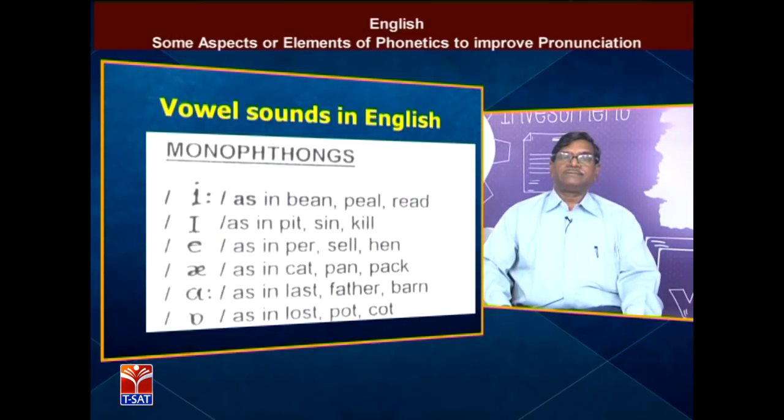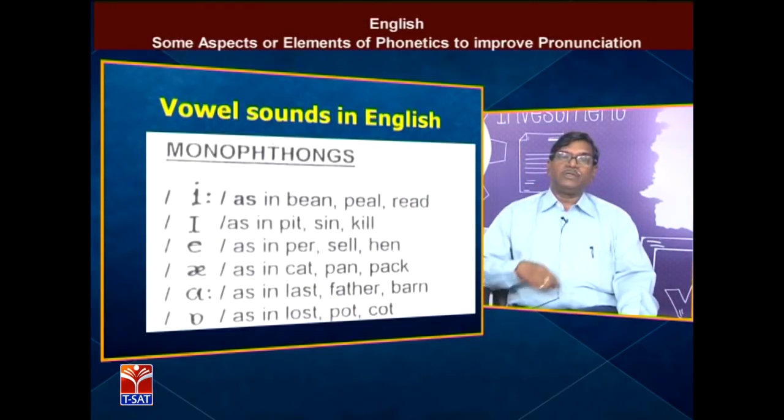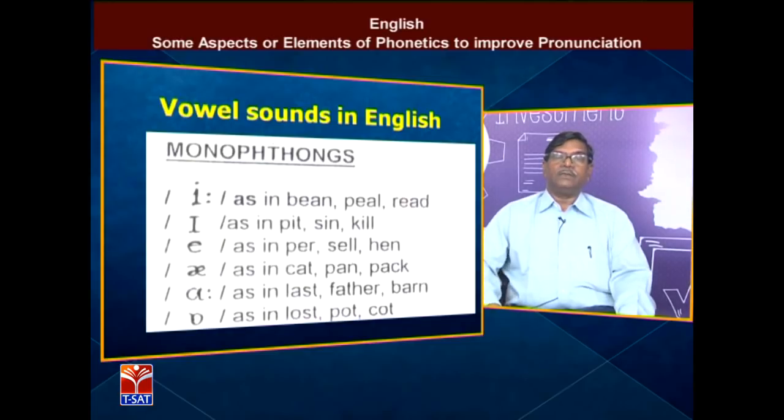And then the next symbol is for the sound O. It is lost, pot, caught. When you say O, our lips get rounded. Without lip rounding, you utter the same sound, O. That is short O. This is a variant of O we have in our Indian languages.